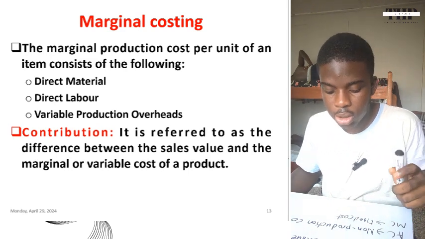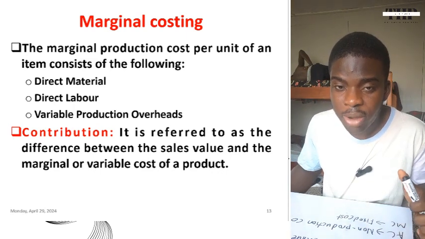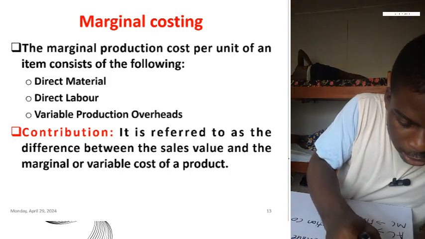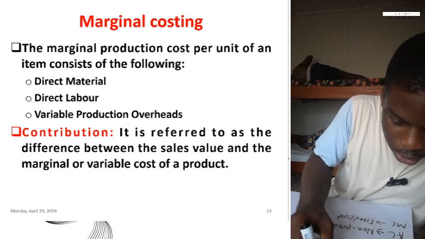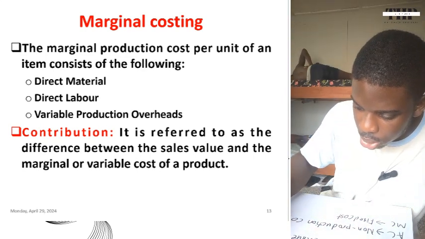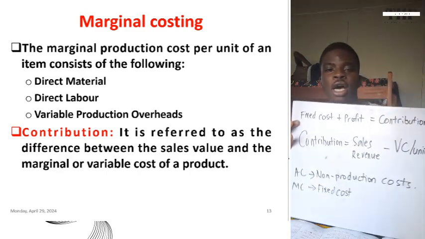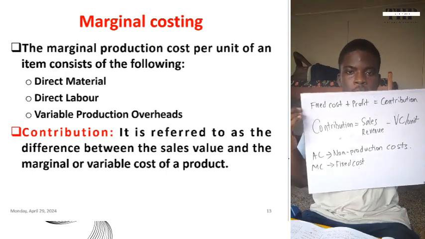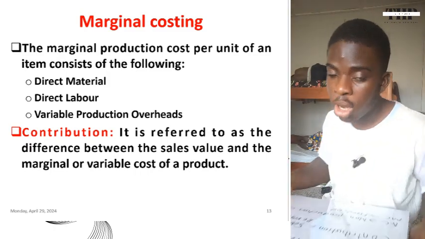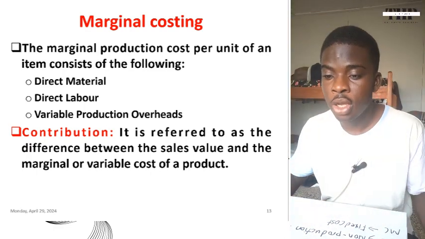Now, here's a little secret. Profit can also be given by fixed cost plus profit is equal to contribution. I won't explain that in this video. That will come under cost volume profit analysis, but let's play around it a little.